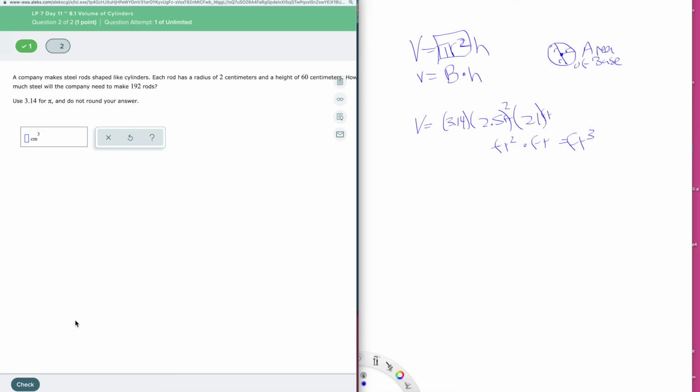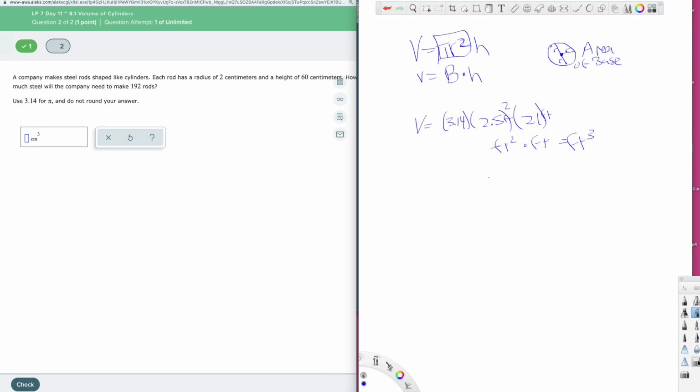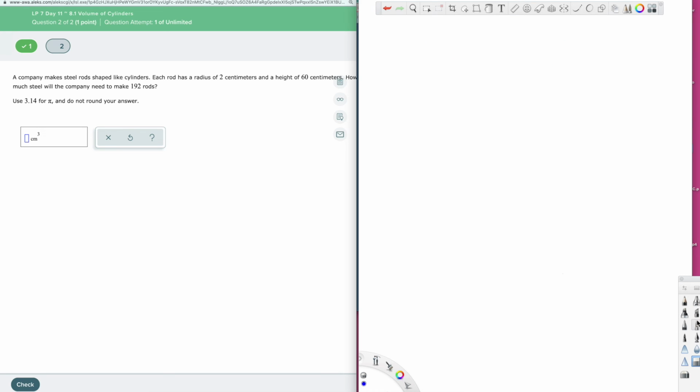All right. So on this one, we need to pay attention to what we're being asked. They're kind of asking us to go a little bit farther on this one. The company makes steel rods shaped like cylinders. So we're still working with cylinders. Remember, it's still that kind of can looking shape. Each rod has a radius of 2 centimeters.